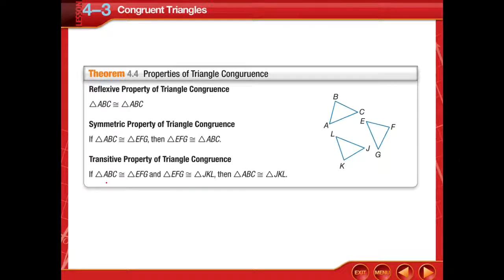The transitive property allows me to substitute over multiple triangles. So triangle ABC is congruent to triangle EFG. Triangle EFG is congruent to triangle JKL. I can say that ABC is congruent to JKL. It's like saying if I have a dollar bill and I have 10 dimes, well, 10 dimes also equals 100 pennies. A dollar equals 100 pennies.